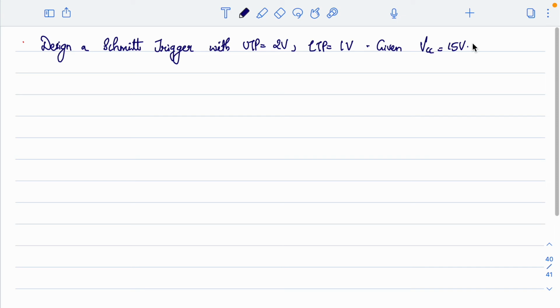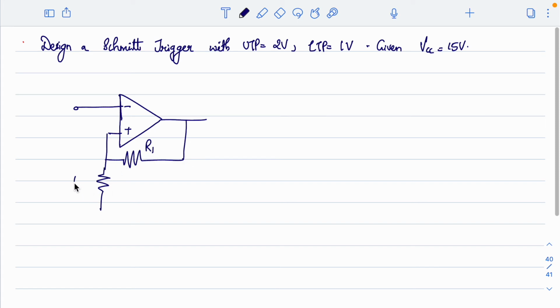Now for this one, generally there is one method whereby we can add a reference voltage to the basic circuit. The difference is this. So this is R1 and this is R2. So instead of keeping this point directly at ground, we can add a reference voltage here, and with the help of this reference voltage we can switch the entire threshold points to positive. So this is Vin, this is Vout.